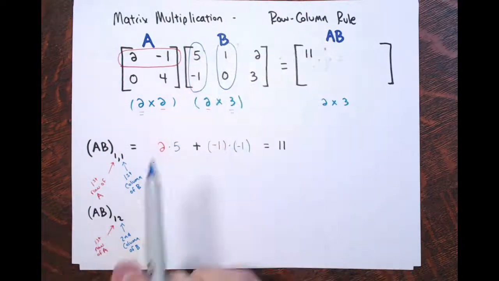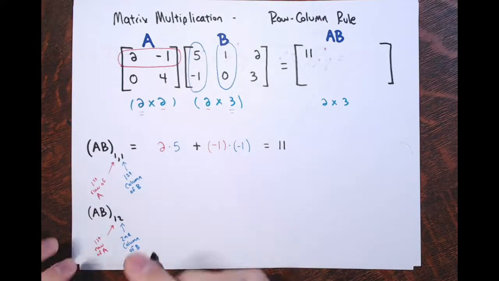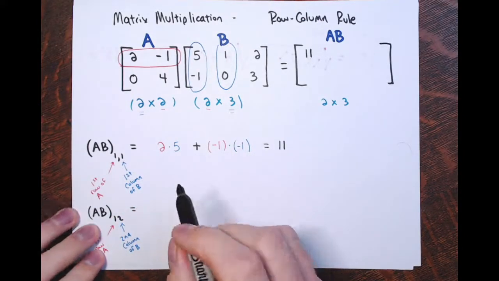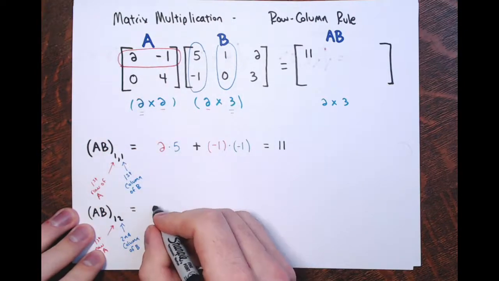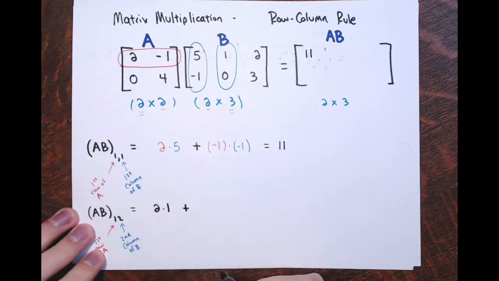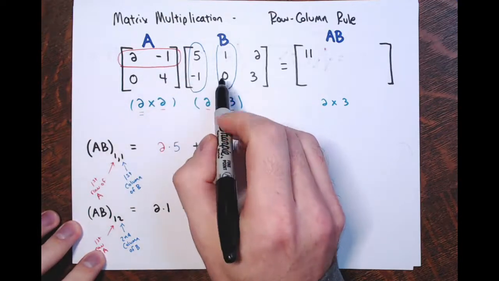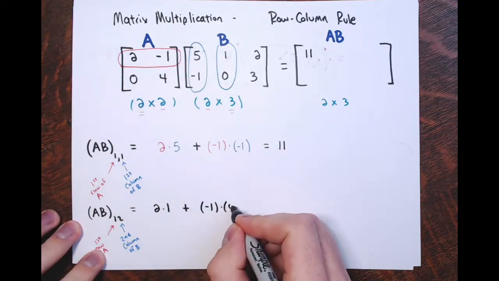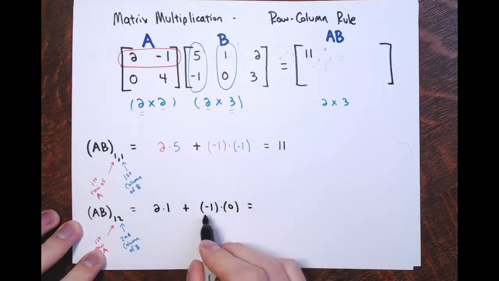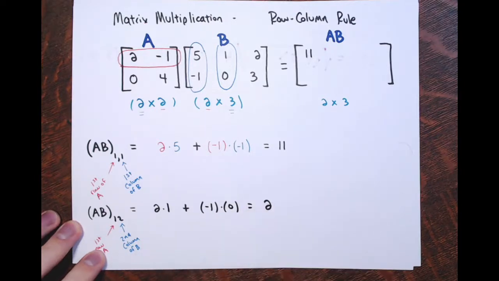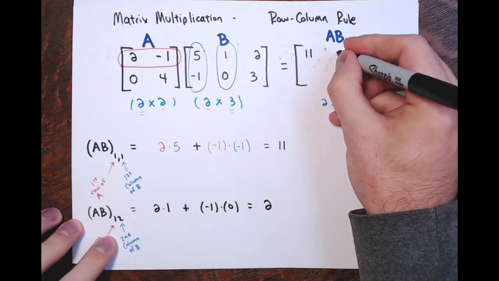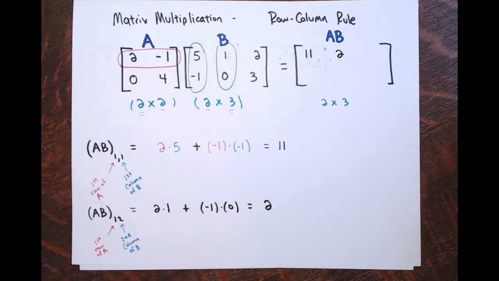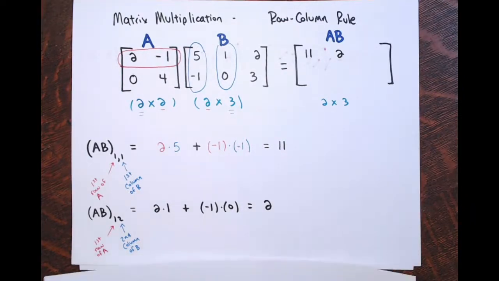Ignore the first column. I'll just write this out here without changing colors. So take the first entries, 2 times 1, plus the second entries, -1 times 0. And this is 2 plus 0, or just 2. So the first row, second entry of the product AB is the number 2. And I've got 6 of these.